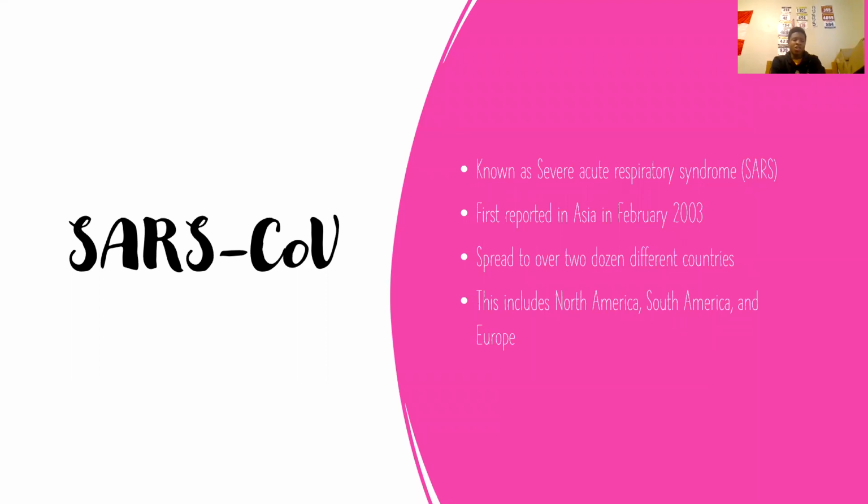The second strain that's common is the SARS-CoV, where SARS stands for Severe Acute Respiratory Syndrome. This particular strain was first reported in February of 2003 in Asia. In 2003, this strain spread to over two dozen different countries, including some found in the continents of North America, South America, and Europe.